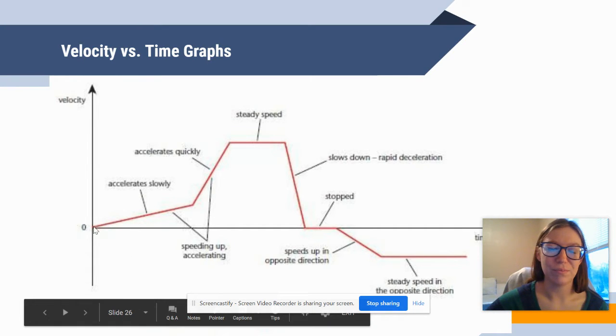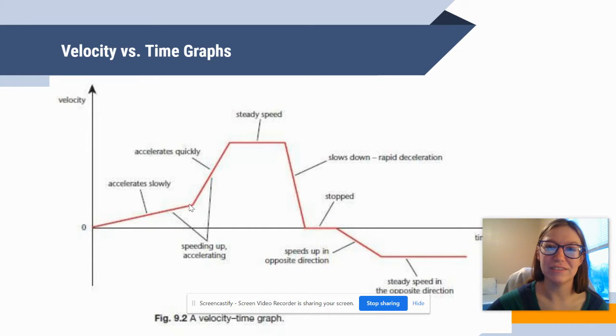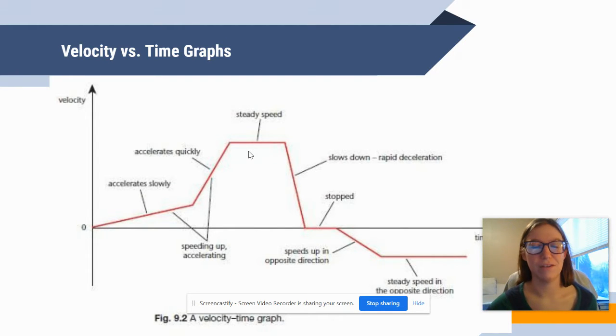So here's what I'm saying. As time goes on, my speed is changing. It's changing a little bit at this time. The slope isn't very steep, whereas the slope is very, very steep here. So I'm speeding up a little bit, and then I'm speeding up very, very fast. Right here is steady speed, and this is where it's a little bit different from position versus time graphs. Where it levels off here, that tells me that I'm going at a constant velocity.